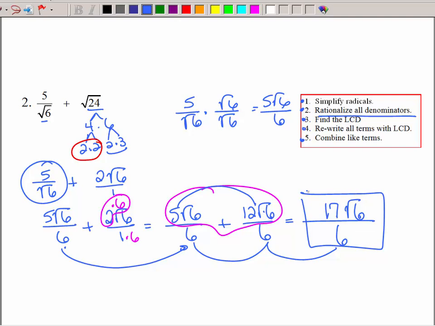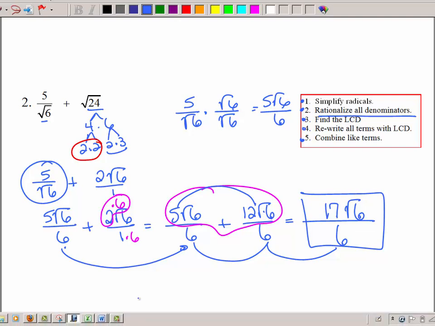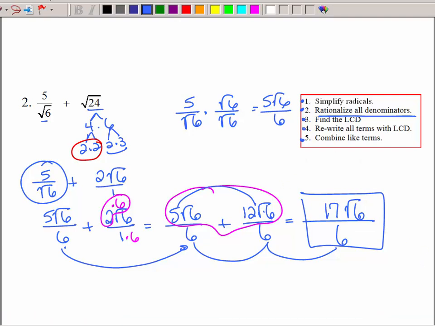So this process combines a lot: rationalizing, finding common denominators, combining like terms. That's a lot to remember. We've got 2 more examples.